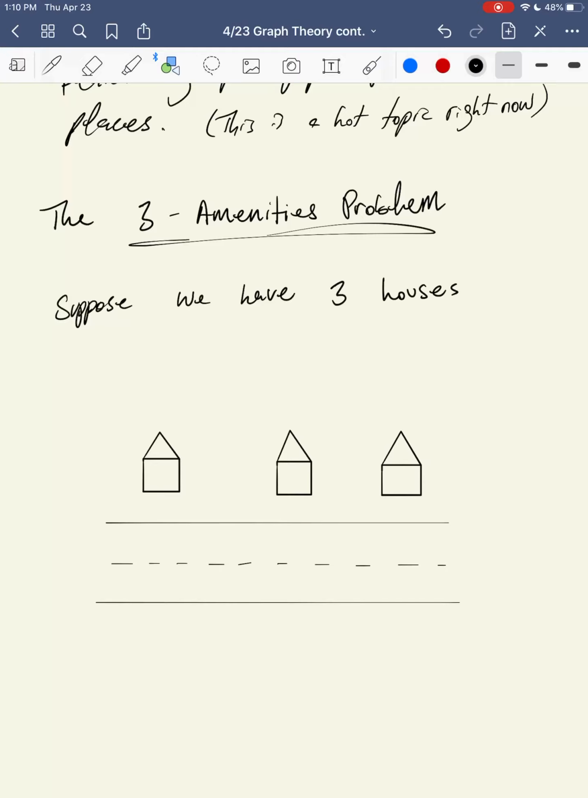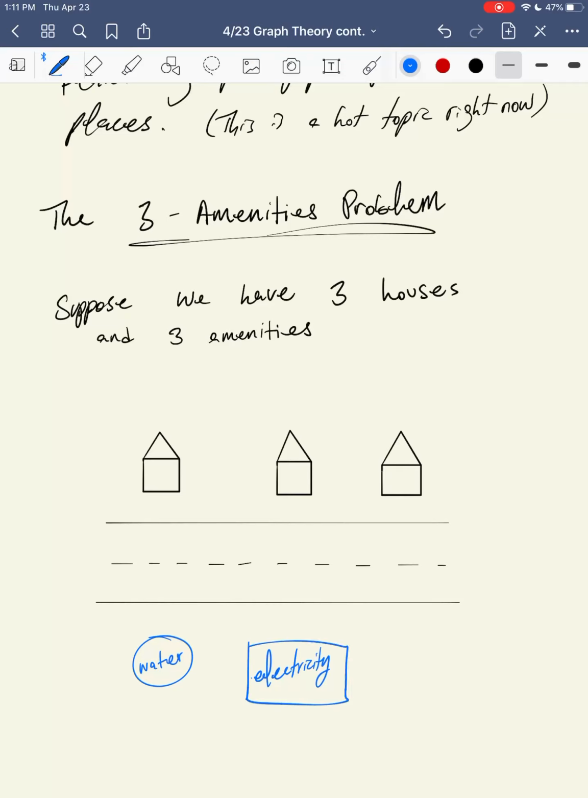Okay? And on the other side of the street, we have 3 amenities. Say this amenity, I'll draw them in. This one is, say, like a water source. And maybe I'll say this one is the electricity. And, well, electricity doesn't need to be a circle. It could be a square. I'll do it here. Electricity. And then over here we'll have a gas. Okay?